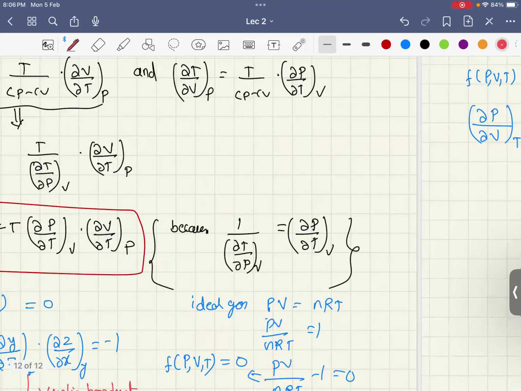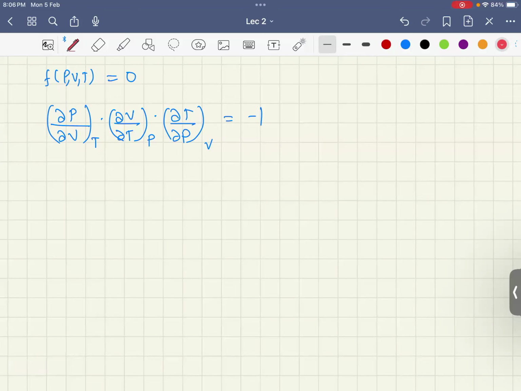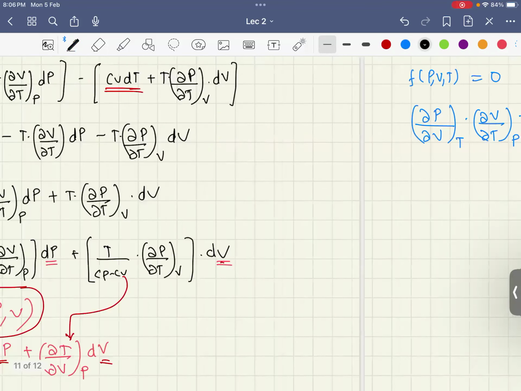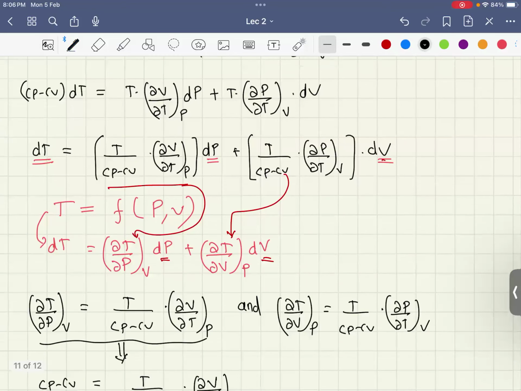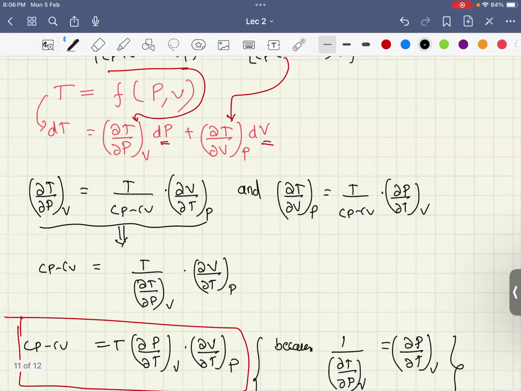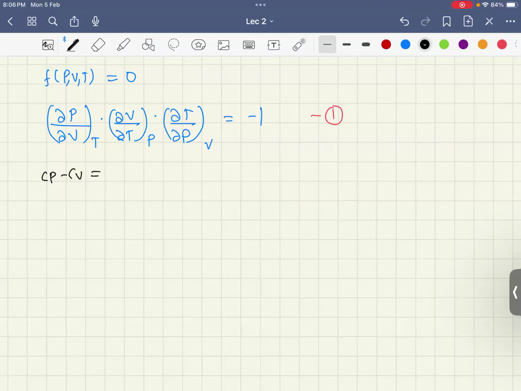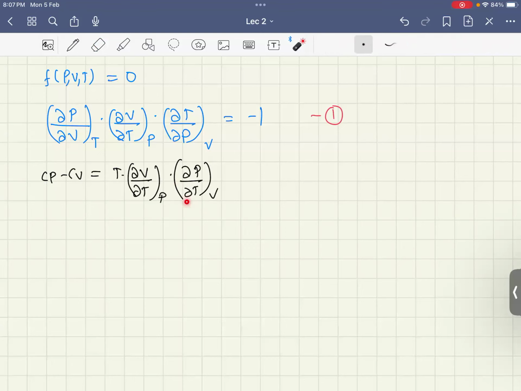So now what we want to do is replace a term. Let us write this as equation 1. Earlier we had this expression: Cp minus Cv is T into (∂V/∂T at constant P) into (∂P/∂T at constant V). Now we want to replace this one.